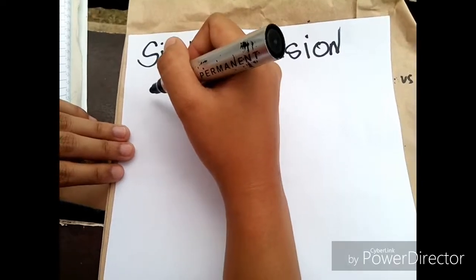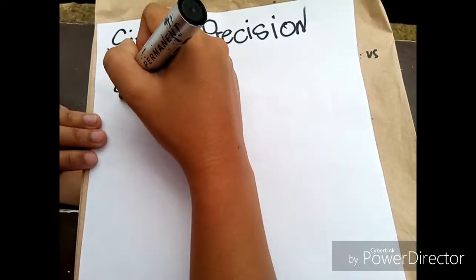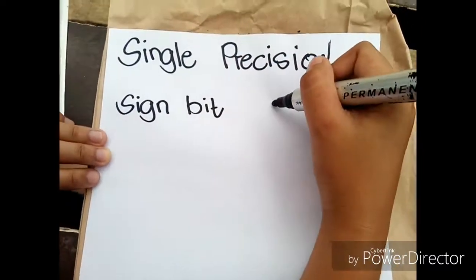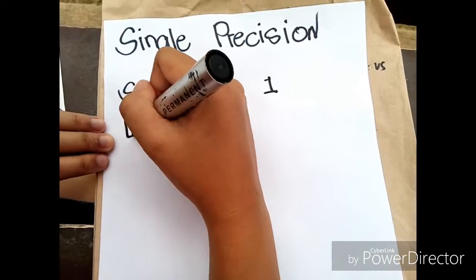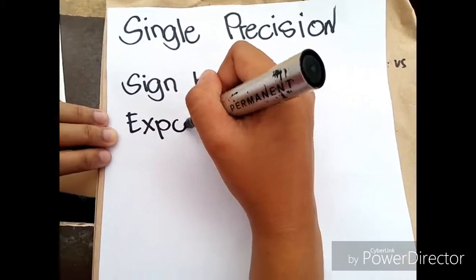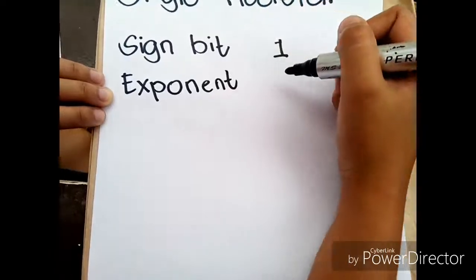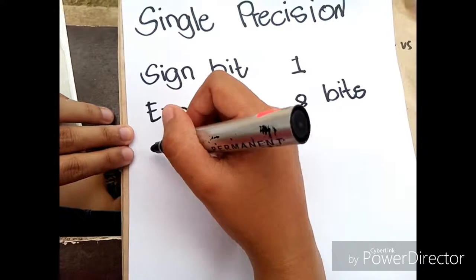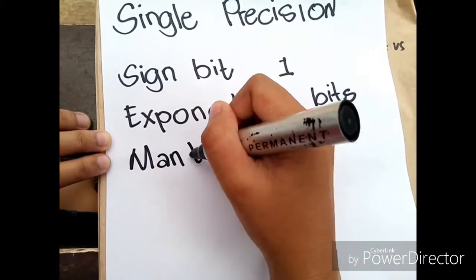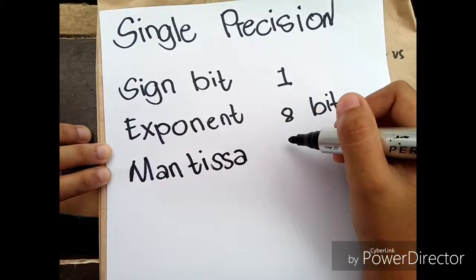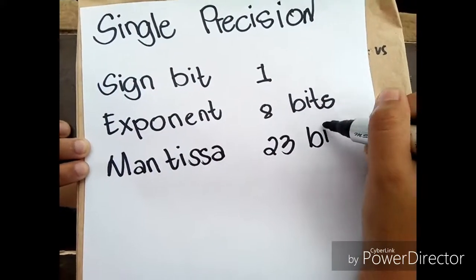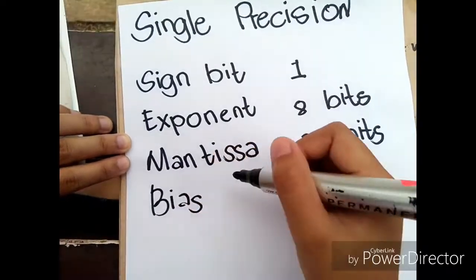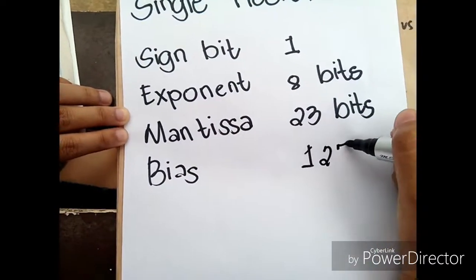So now let's proceed to single precision. There is a sign bit here, which is 1 bit. The exponent is only 8 bits. The mantissa is 23 bits, and the bias, which is standard, is 127. So let's give it a try.